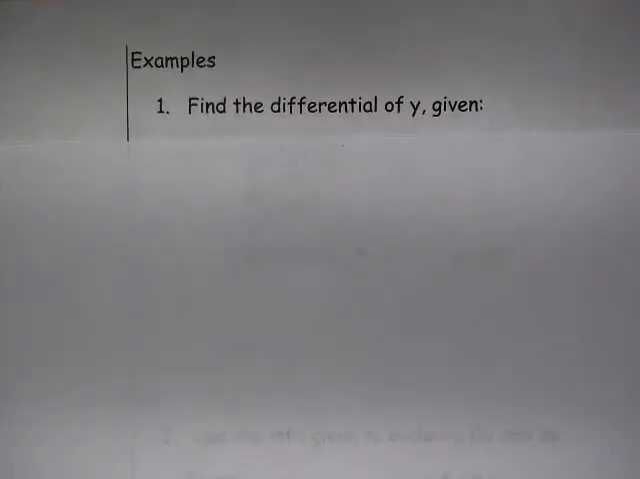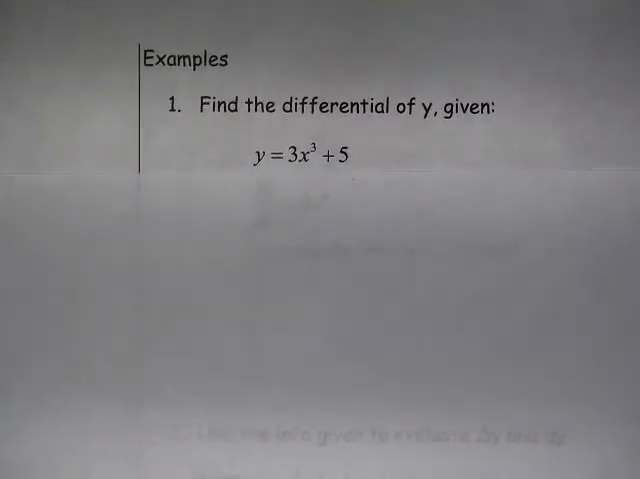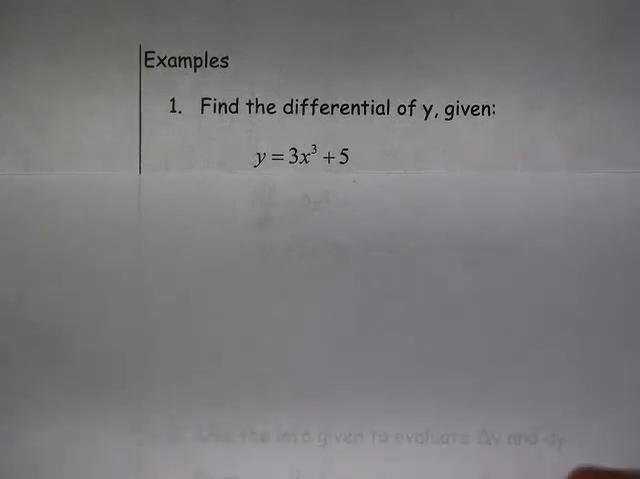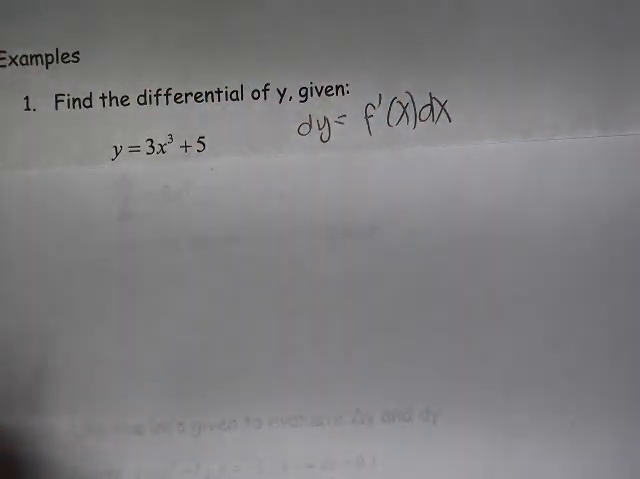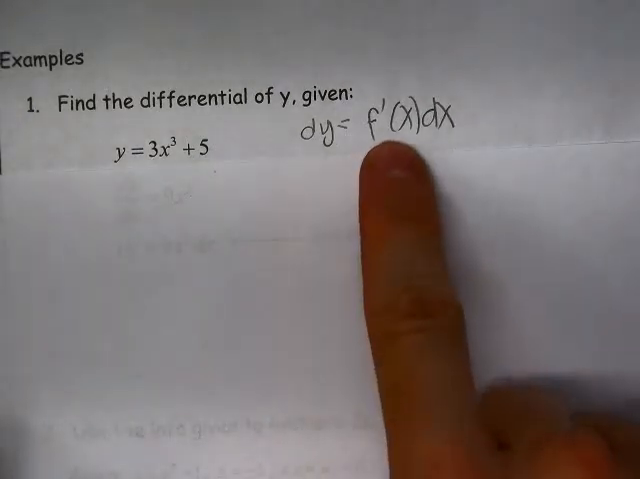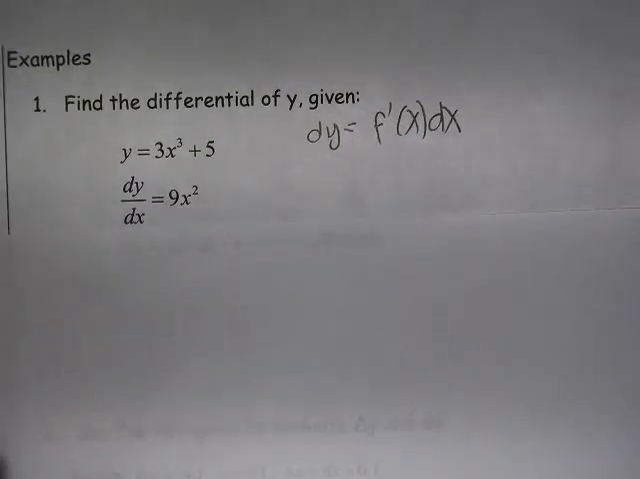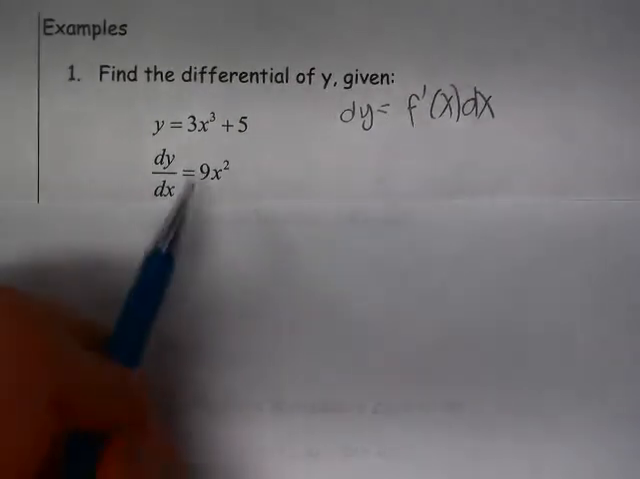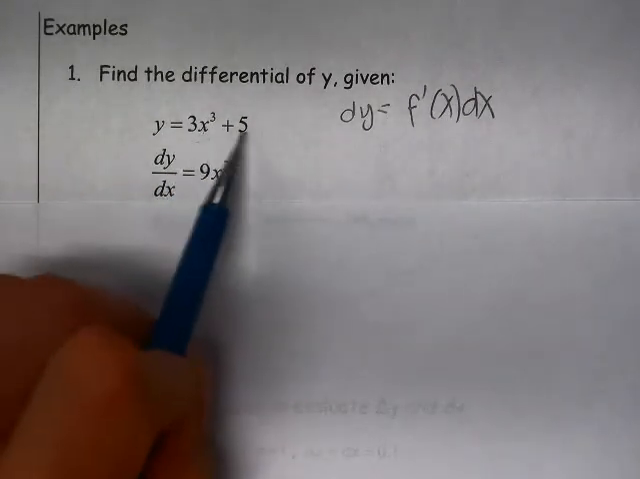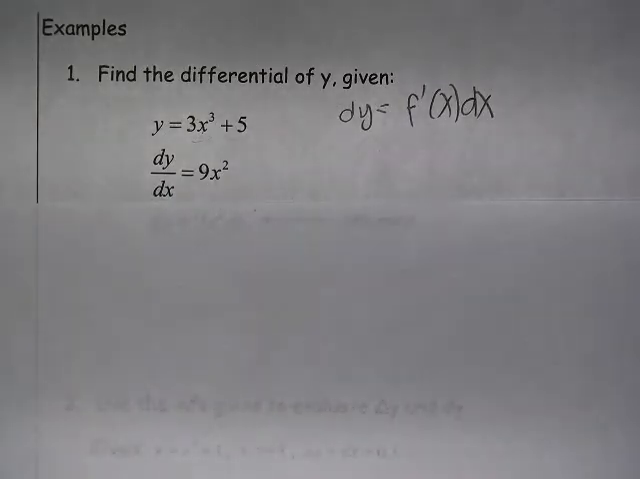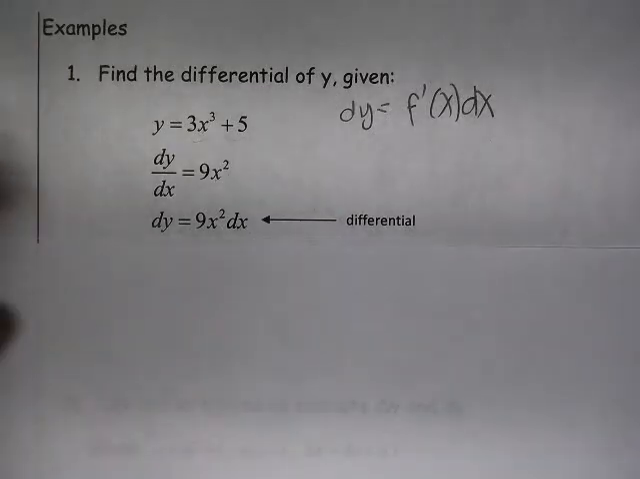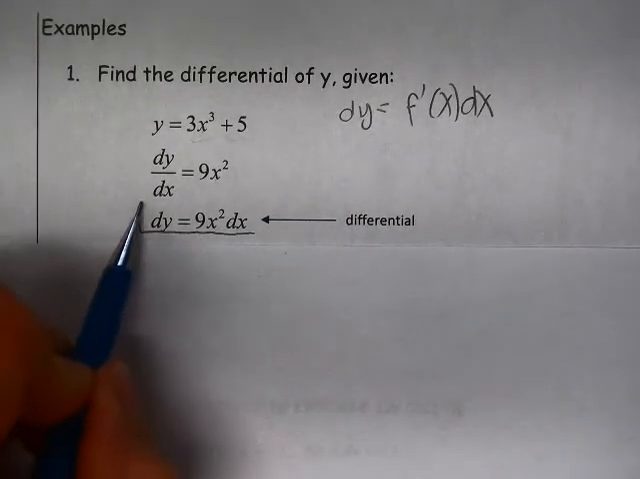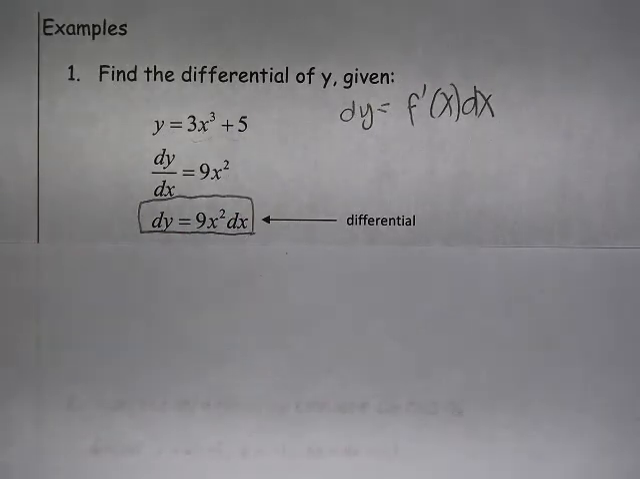So the first is just a real simple one: find the differential of y, given that y equals 3x cubed plus 5. So I know that dy equals f prime of x dx. So in order to find the differential of y, I need to take the derivative. So dy/dx, the derivative of this side, is 9x squared plus 0. Now we just multiply the dx across. Here's our differential. This is the differential of y.